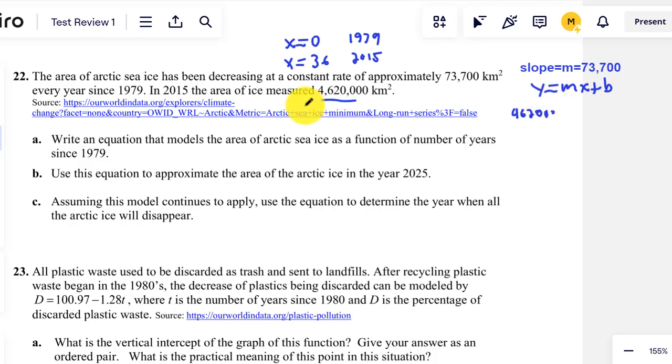I'm going to use my typewriter tool because my handwriting is so sloppy. And that looks a lot better, right? So 4,620,000, that's the area in the year 2015. But we don't write year 2015. We write how many years after 1979 is 2015, which is 36 years. That's where this comes from, right? If we do 2015 minus 1979, you'd get 36. The slope, we said it's decreasing, so we know it's negative 73,700. So we can solve this for b.